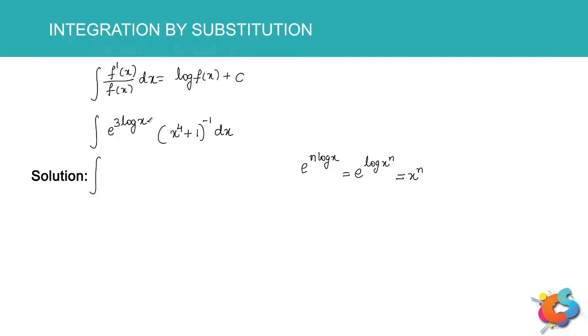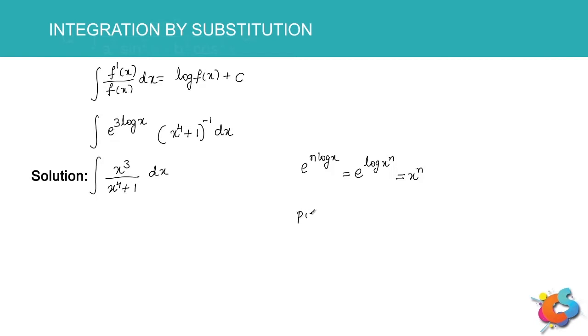So in place of n, we have 3 here. So e to the power of 3 log x becomes x cube, and we will send this x power 4 plus 1 to the power of minus 1 to the denominator. It becomes x to the power of 4 plus 1. So we will integrate x cube by x power 4 plus 1 with respect to x. It is not in the form of f dash x by f of x, because if I differentiate x power 4 plus 1, I will get 4x cube, whereas in the numerator we have only x cube. Either you divide and multiply by 4, or else you go for the substitution method.